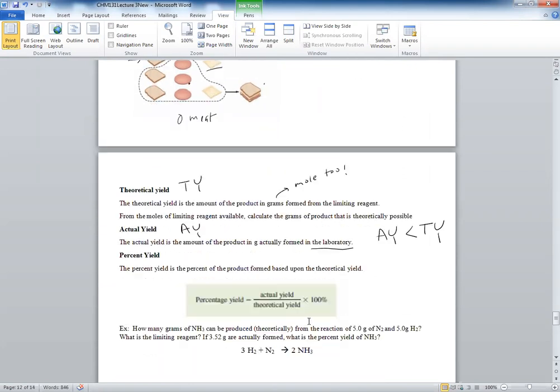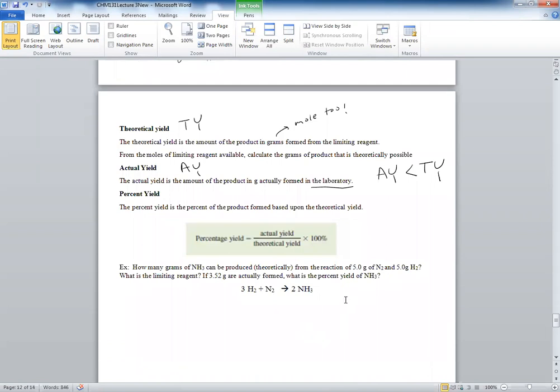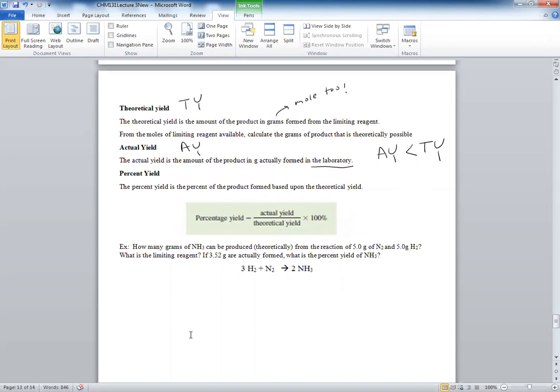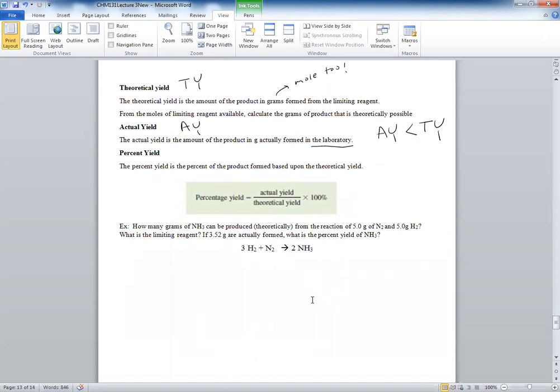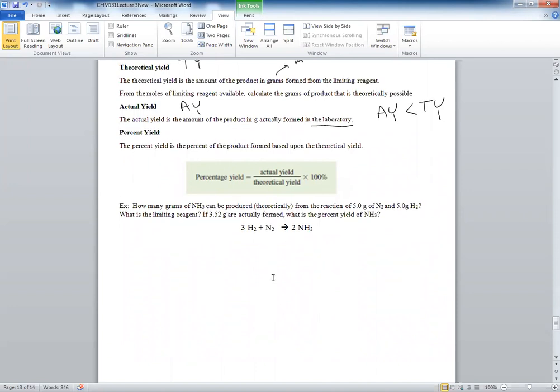The same kind of idea here is that things don't go as we plan, but of course, with more practice and more experience as a lab technician or chemist, you can get better results. So that gives us something called the percent yield. And the percent yield is when you take the actual yield over the theoretical yield times 100. So in the next problem, we're going to show you how to do this calculation. Next video.